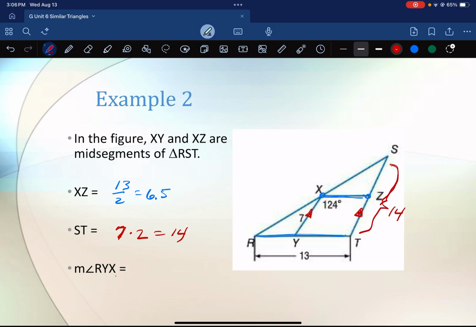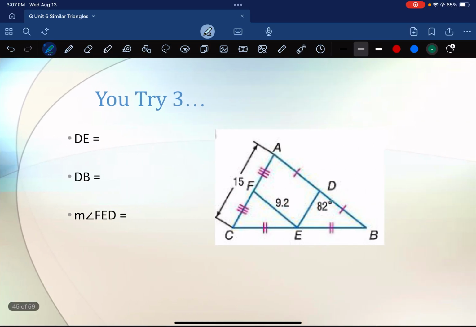And what's the measure of angle RYX? Well, these are parallel, and I see a capital Z there. So here's that capital Z right here. So RYX is 124 also. Okay, alternate interior angles right there. This pair of angles right here. This one and this one. Okay? Bringing back some old stuff, right? Stop the video and give this one a try.